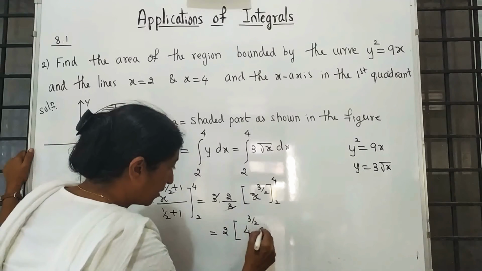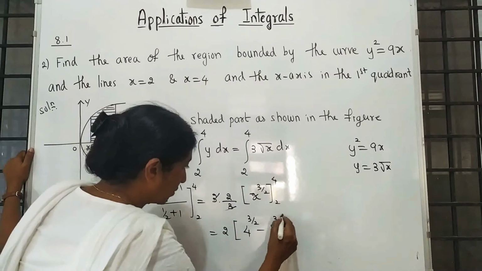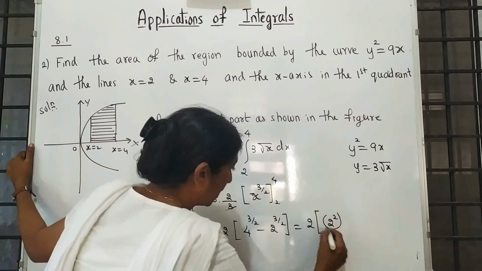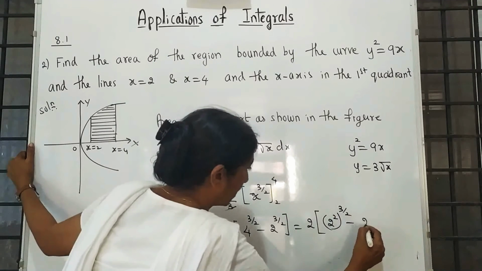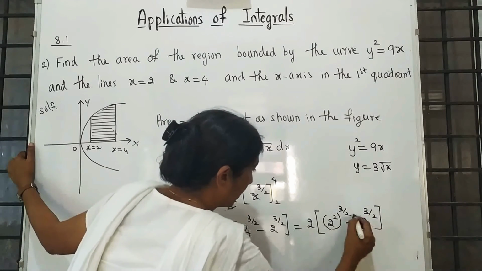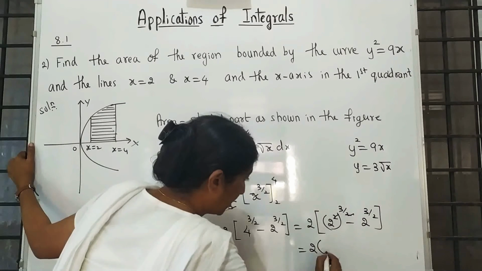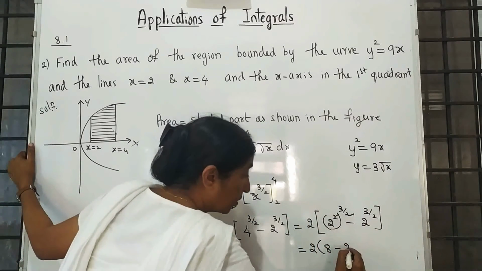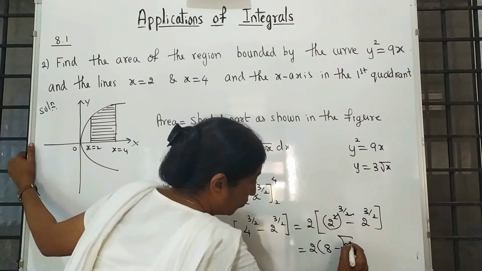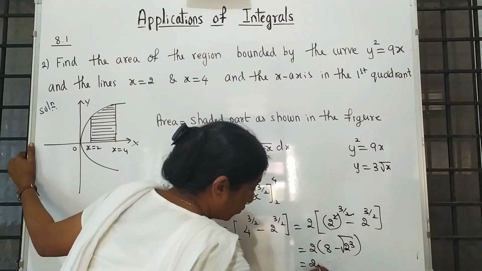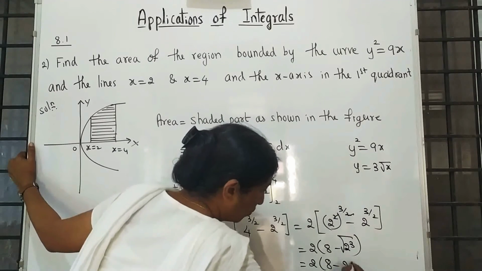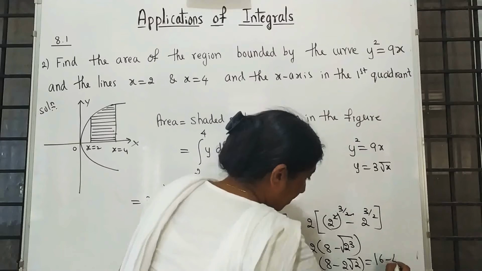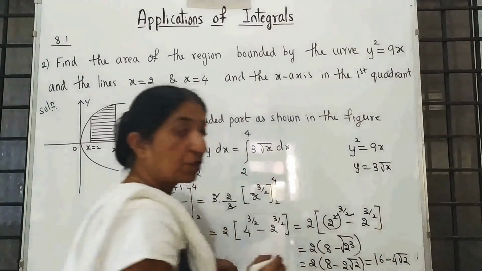2 and 3 cancel, leaving 2. 4 raised to 3 by 2 minus 2 raised to 3 by 2. 2 as it is. 4 is 2 square raised to 3 by 2 minus 2 raised to 3 by 2. 2 in the bracket: 8 minus 2 raised to 3 by 2, which is root 2 into 2, that is 2 root 2. If you want, keep as it is, or you can remove the bracket. 16 minus 4 root 2 square units.